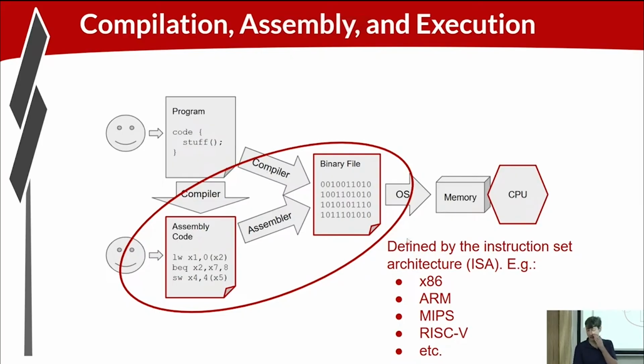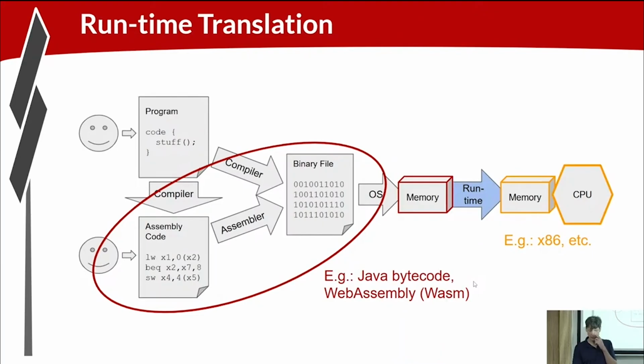The instruction set architecture is a definition of the binary encoding as well as the human readable assembly code representation of that encoding. This is kind of the contract between the compiler and the hardware. The compiler produces this format, the hardware executes it. So for example, x86, ARM, MIPS, RISC-V, and so on. There are some slight variations on this theme.